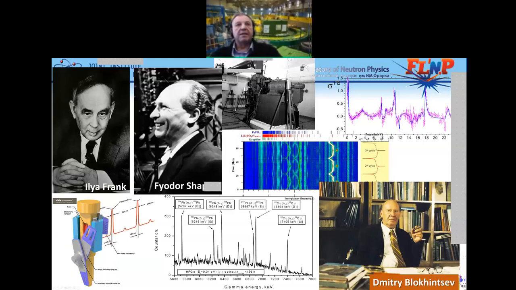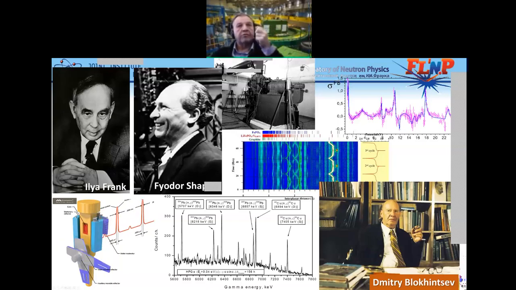And Blokhintsev invited Ilya Frank. At that moment he was not yet a Nobel Prize winner, but in 1958, Ilya Frank got the Nobel Prize for explaining the nature of Cherenkov radiation. And Ilya Frank, in turn, invited Fyodor Shapiro as deputy director of the laboratory. And these three persons determined the future of the laboratory for a long time. Up to now, we are still working with some ideas initiated and expressed for the first time by these three people.